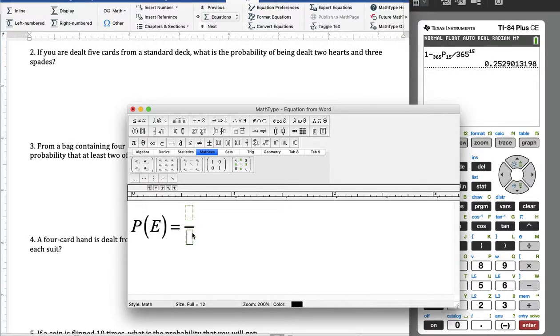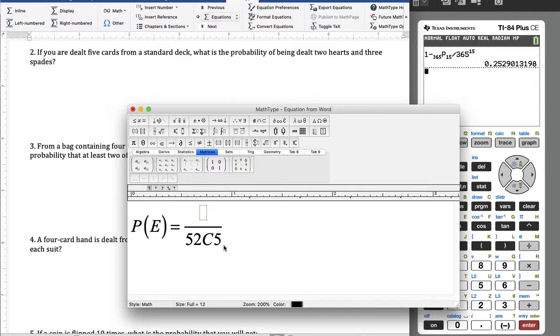Now, when you're dealt a hand of cards from a deck, it does not matter the order. That cues us in to combinations. So in total, there are 52 cards in a deck. We are being dealt a group of 5 of them. So 52C5 in our denominator.